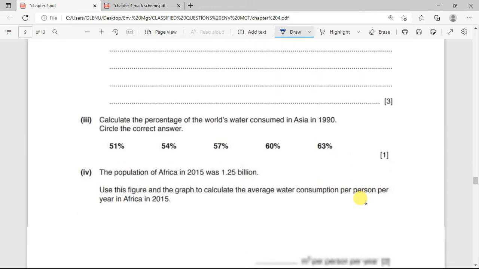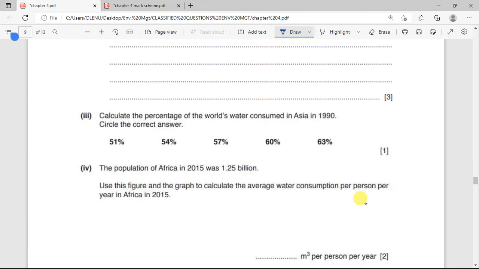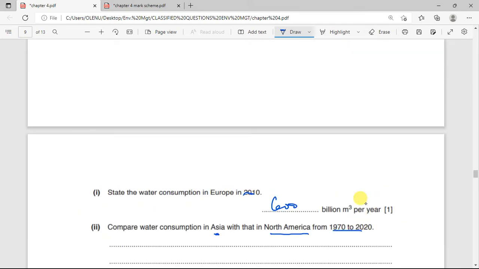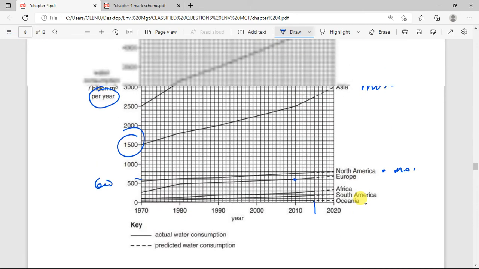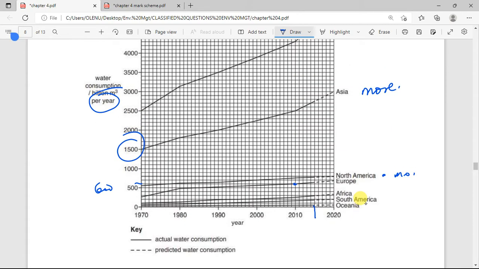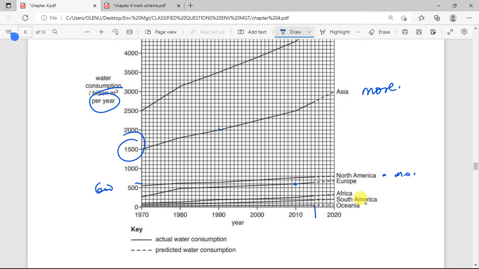So that's it. Then they say calculate the percentage of the world's water consumed in Asia in 1990. Circle your answer. So what is the volume consumed by the world in 1990? This is 1990, so you trace it up. This is for Asia and this is for the world.